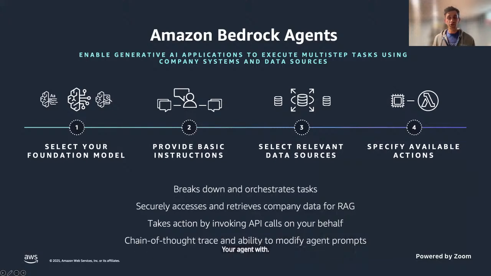And then we've got the chain of thought trace and ability, and the ability to modify the agent prompts as it's going through that trace. So we have a default orchestration template for agents, but with a lot of these services, we have a sort of best default. But a lot of what I'm covering here, you can customize it to really tailor it for the application which you're building.